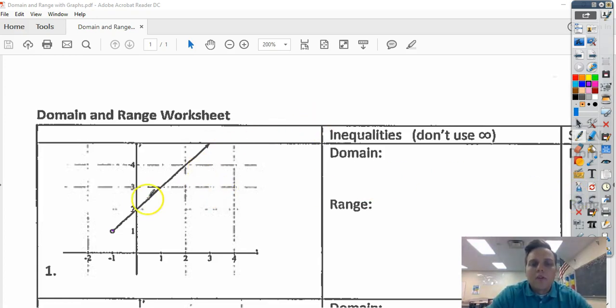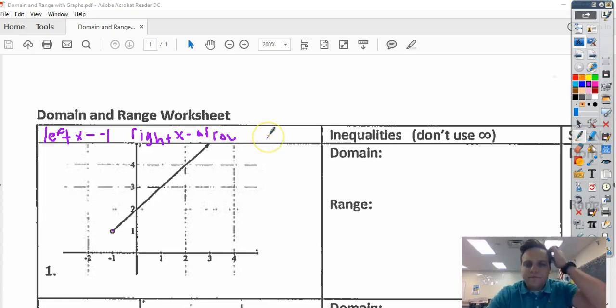Before we write stuff down, just write a little note. You don't always have to do this. I'm just suggesting it for the first problem: your most left x value is -1, and your most right x value is an arrow.